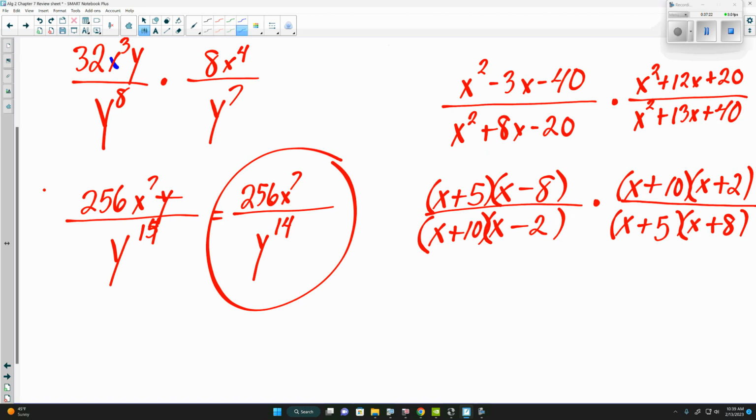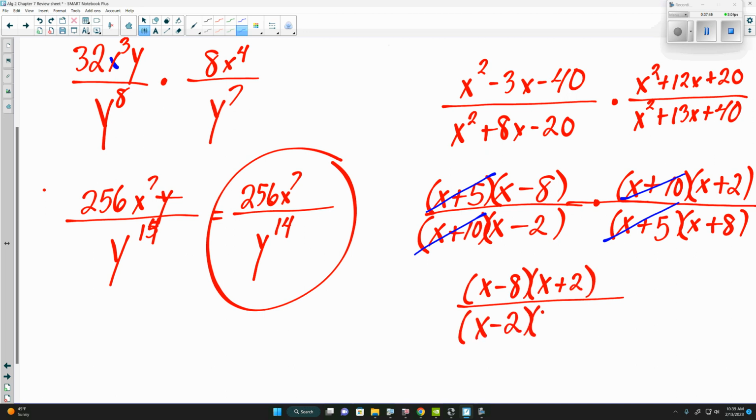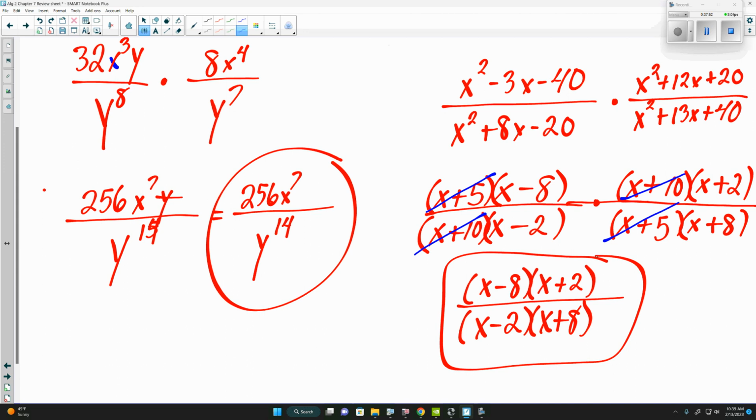Now we multiply them. Realistically, we're just connecting the two together. Now what we have in common on top and bottom is the x plus 10 and x plus 10. X plus 5 and x plus 5. And what that leaves us with is x minus 8 times x plus 2 over x minus 2 times x plus 8. Now that's as simplified as it gets. We can't really simplify further than that there. And there's no way to factor a negative out and get them to be the same. So this is as far as it goes.